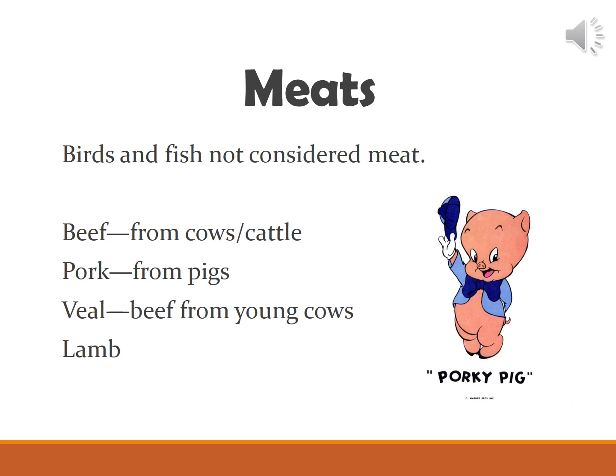So we have beef, which comes from cows or cattle. We have pork, which comes from pigs. Veal is beef from young cows. We'll talk a little bit more about what makes veal so special later on in this chapter. And then lamb is another form of meat.